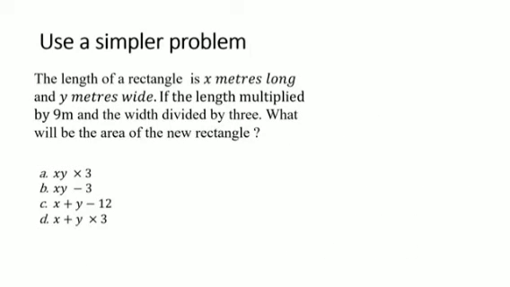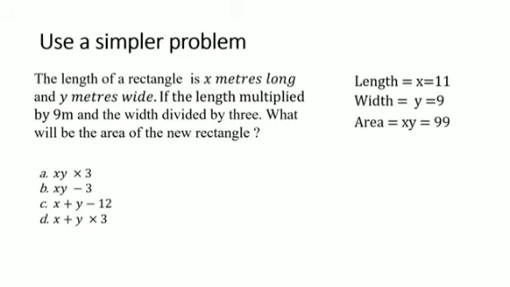To resolve an algebraic problem like this, sometimes it's necessary to give x a value and y a value. Let us say x is equal to 11 units and y equal to 9 units. Then the area of the rectangle here is xy, which is equal to 99 square units.